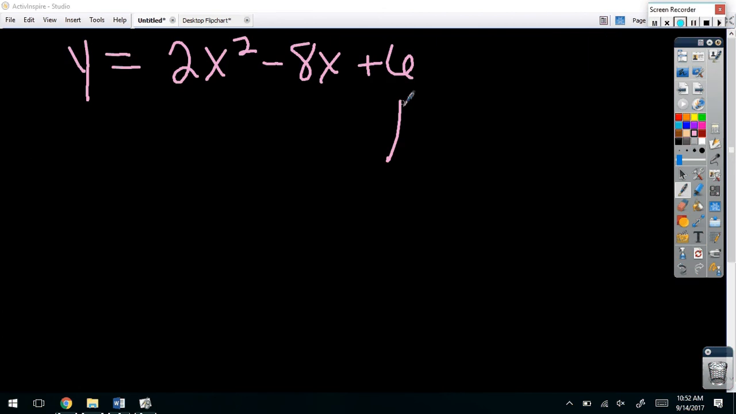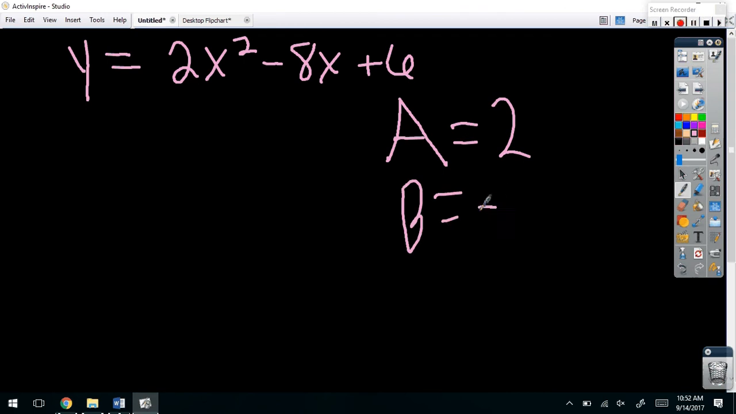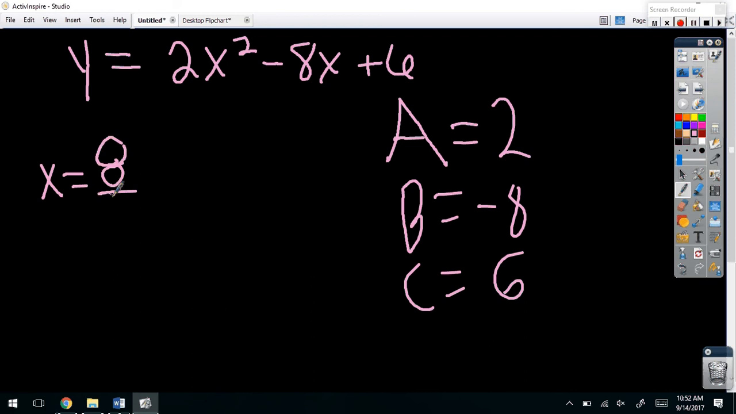All right. So we're gonna do the A, which is 2, B, which is -8, and C, which is 6. Okay, and then we're gonna do part 2 where we find the vertex, which is gonna be X equals opposite of B, so it's gonna be a positive 8, and it's gonna be 2, 2.